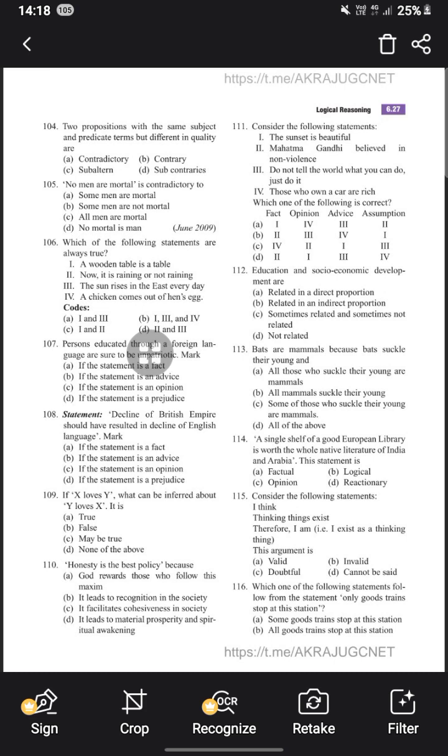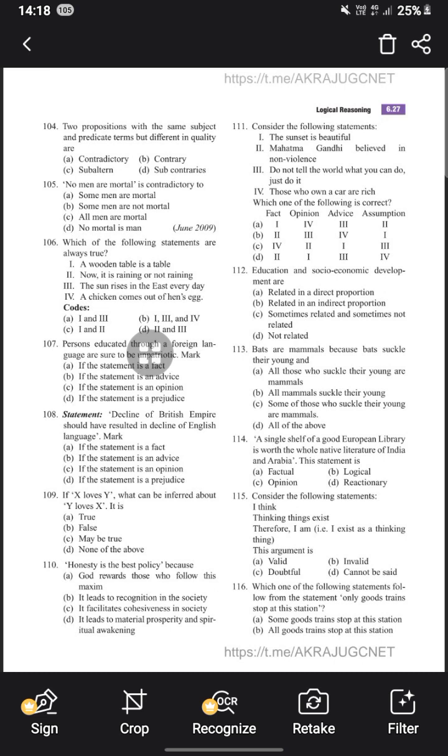Education and socio-economic development means that is related in the direct proposition. Direct proposition. Bats are mammals because bats suckle their young. That is 113, the answer will be A. All those who suckle their young are mammals. That's not true. Okay, a single shelf of a good European library is worth the native literature of India. 114 the answer will be D.